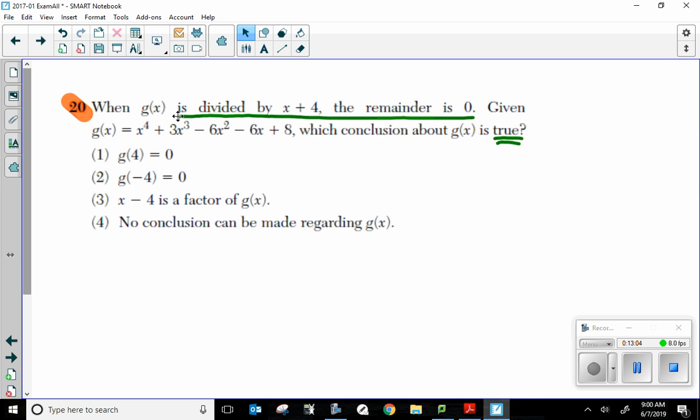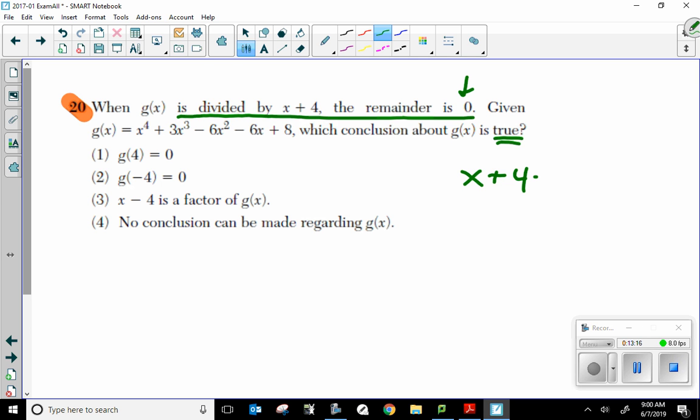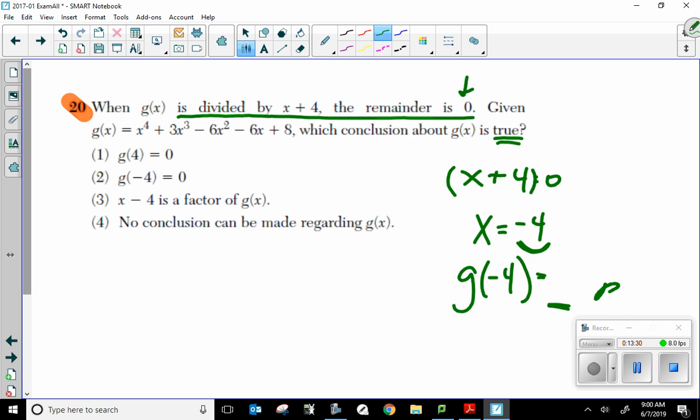Number 20, which is true. Okay, I know by the remainder theorem, if x plus 4 is a factor, the remainder is 0, right? That means I could solve for this. If this is a booty cheek, I could T-bone it. X would equal -4. By the remainder theorem, I could take this, throw it in here, and it gives me the remainder. This is going to be my remainder. The remainder should be 0, shouldn't it? If I put -4 into g, it should equal 0.